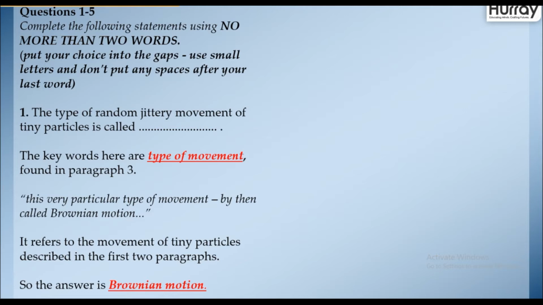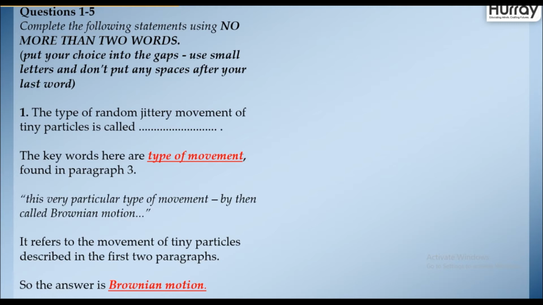Now here, the sentence that has been given is as follows. The type of random jittery movement of tiny particles is called dash. The key words to note here are type of movement, which were earlier highlighted in paragraph 3. The following sentence best describes it. This very particular type of movement, by then called Brownian motion.